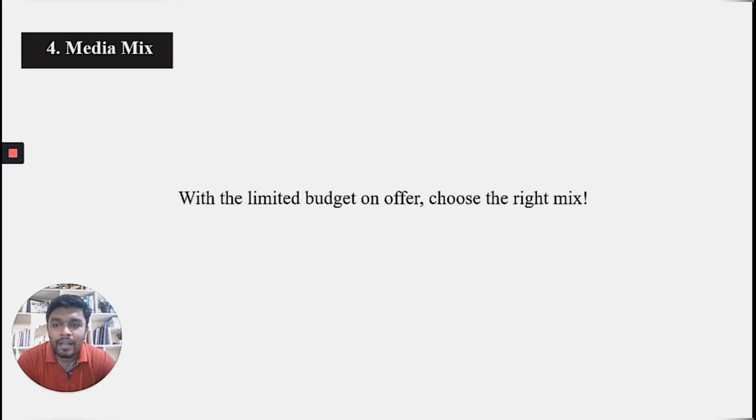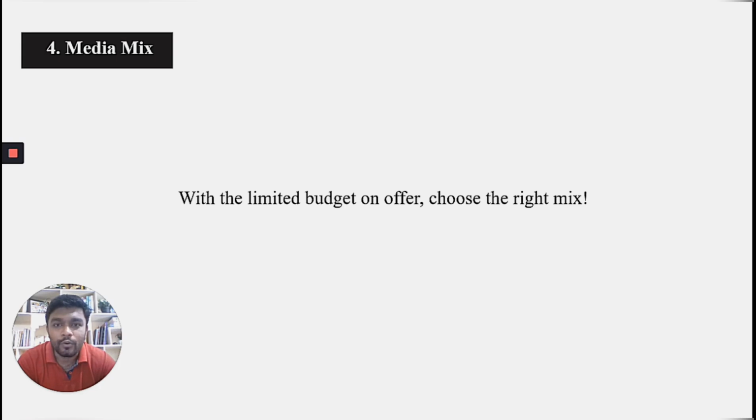And the fourth step is the media mix. Most of the companies allocate budgets for multiple media mixes which they have devised. So with a limited budget on offer, you have to choose the right mix. I mean, you may have multiple customer segments, and after targeting a particular segment, you must understand where that particular segment has the most presence. And after that, you have to choose the right platform and the right message. And with the limited budget, you have to campaign. This particular media mix is a topic which we will discuss in detail in unit number 4.